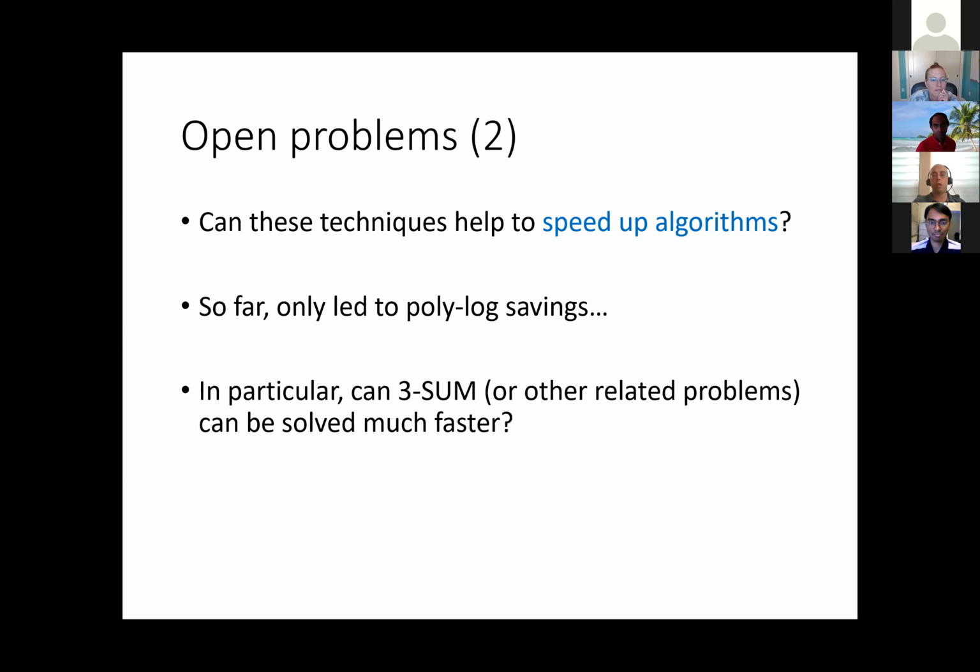The second question is, can we hope for these techniques to help us actually speed up algorithms for 3-sum or other core problems in fine-grained complexity? So far, people have used these techniques to get some polylog savings, but not better. Can we hope to do better? I don't know. In particular, for 3-sum, can we hope to solve it much faster than quadratic time? Or are there other bottlenecks not related to this combinatorial linear decision tree model that you could hope to exploit?